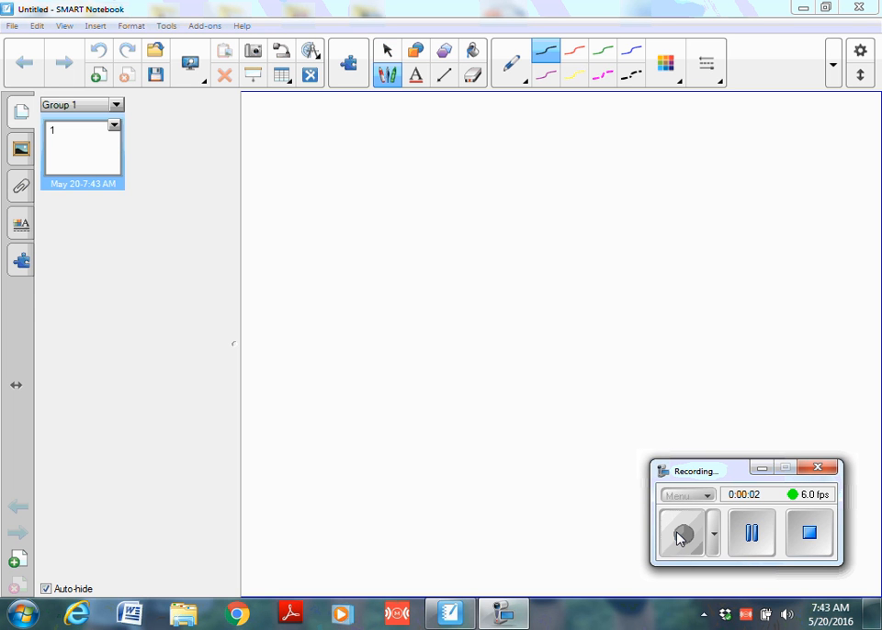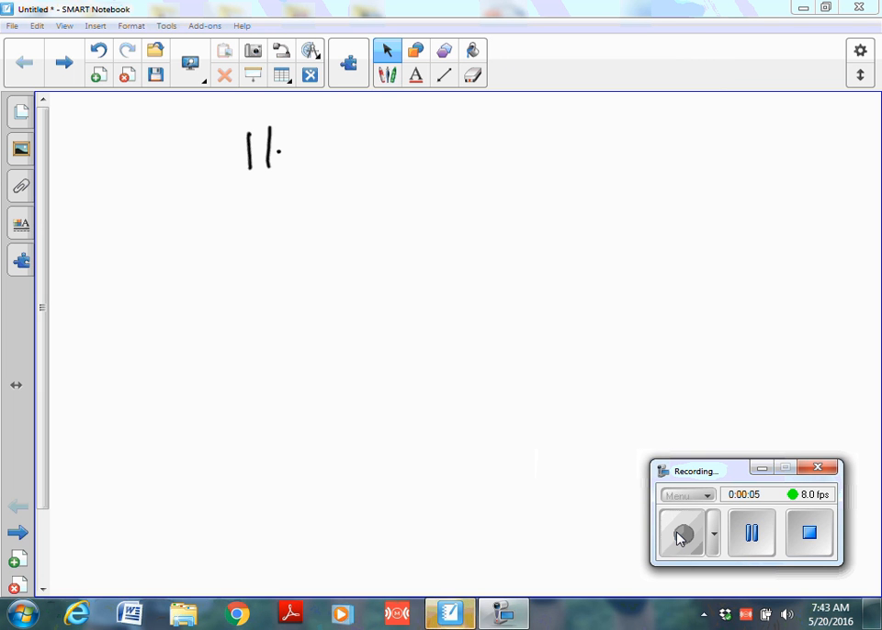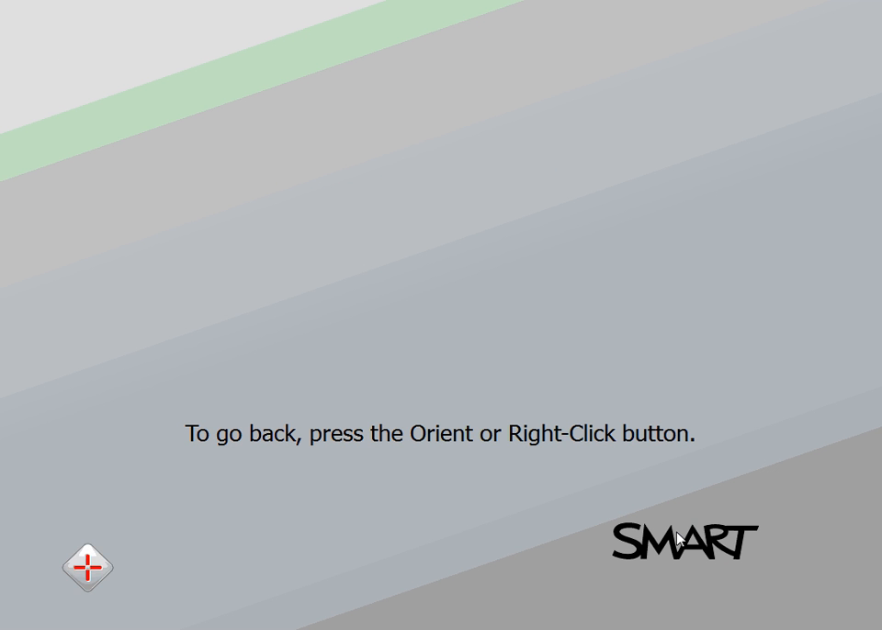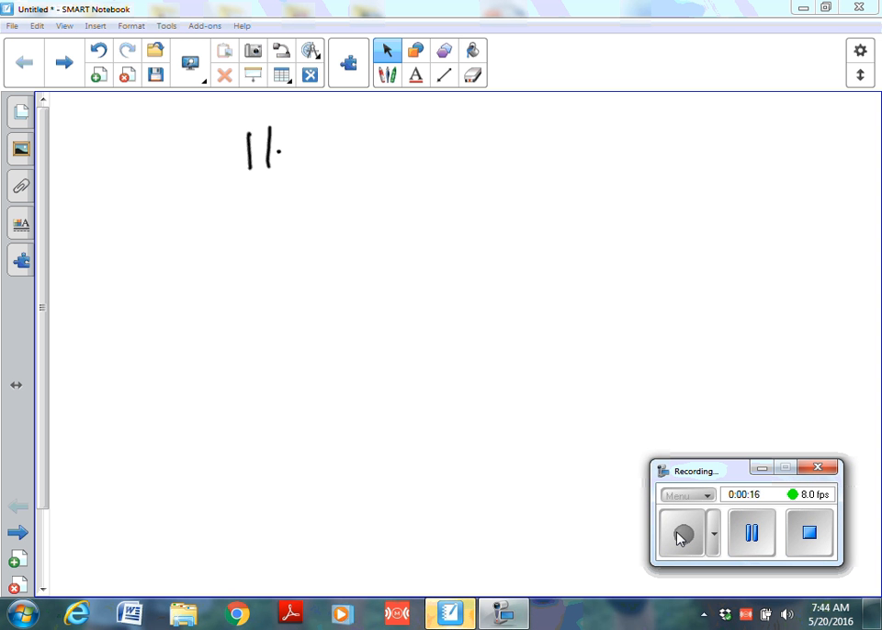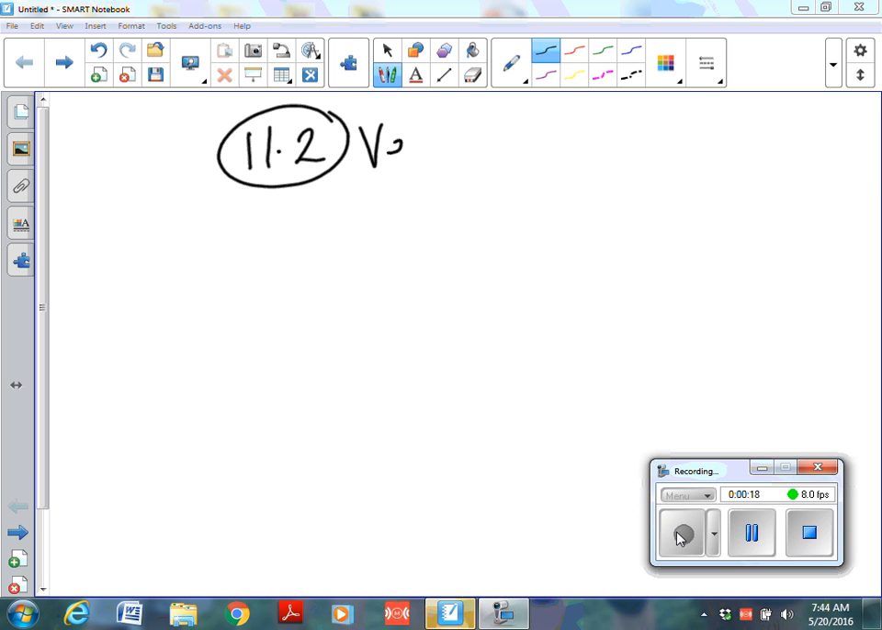Okay, 11.2, I need to recalibrate this. Okay, 11.2 is vectors in a plane. 11.1 was about parametric functions. Now we're going to learn about vectors in a plane. The last section, 11.3, is polar equations.